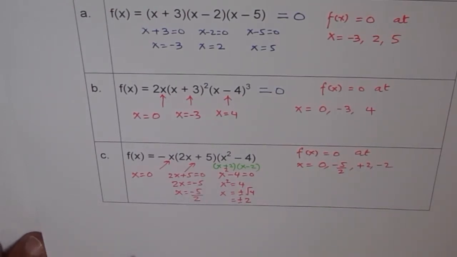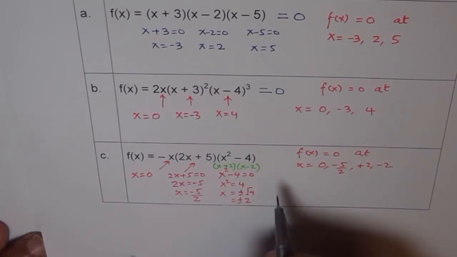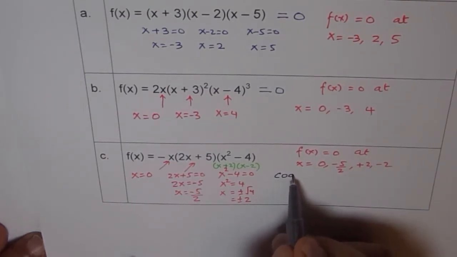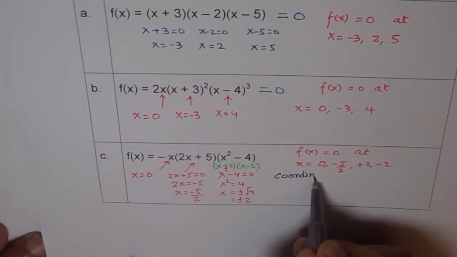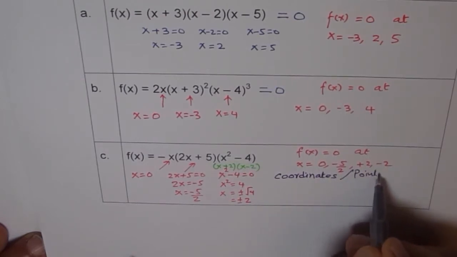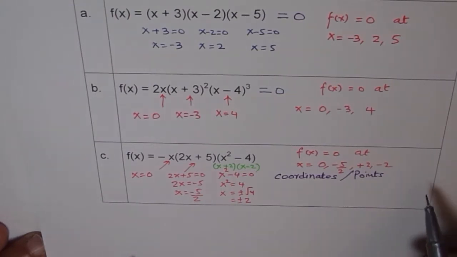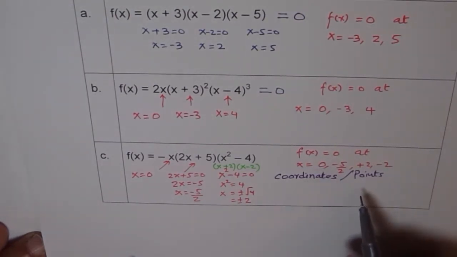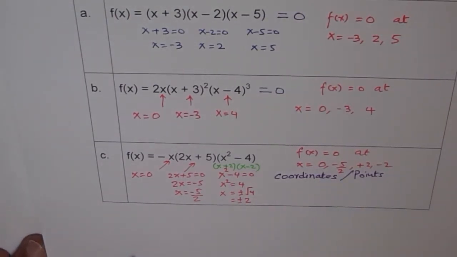Now let me say, if I say find the x-intercepts, well, these are my x-intercepts. If I say find the coordinates of x-intercepts, you're getting the question? Coordinates. If I say the word coordinates or points, where the function is 0, then I have to write down this answer in a different way. Can you tell me how it becomes different?